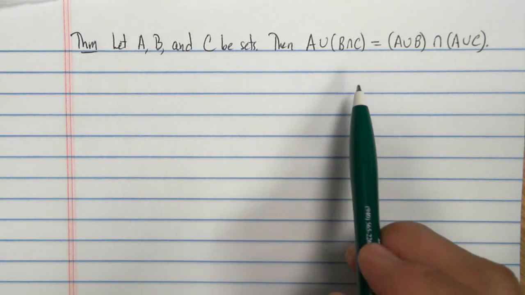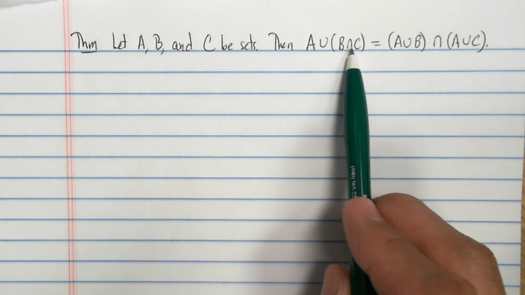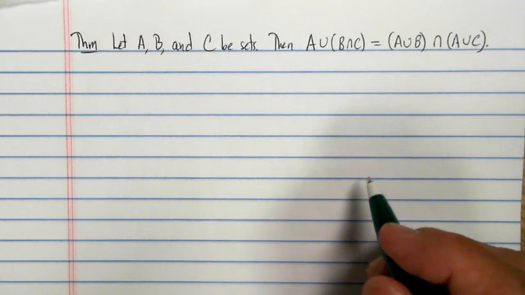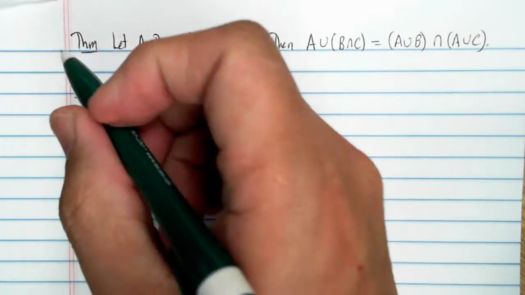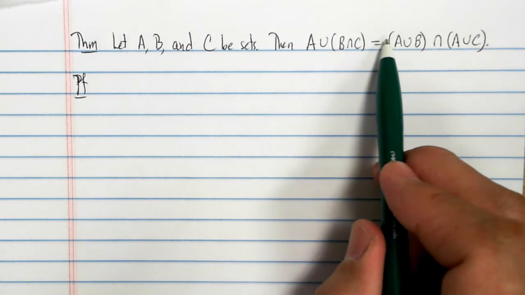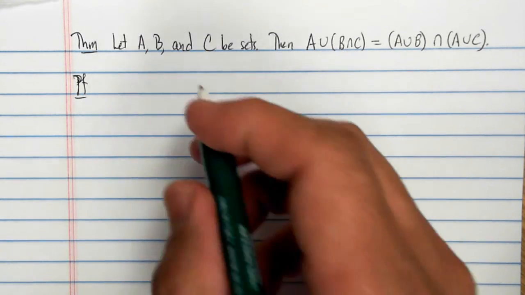Alright, in this video we're going to prove one of the distributive laws for sets, that A union (B intersect C) is equal to (A union B) intersect (A union C). Proof. We're going to show that the left-hand side is a subset of the right-hand side. We also show that the right-hand side is a subset of the left-hand side.